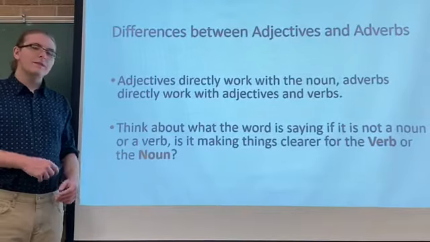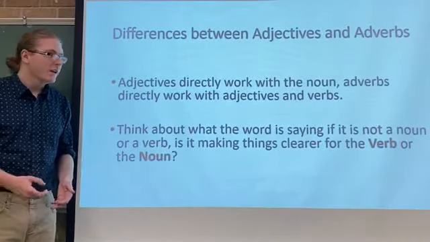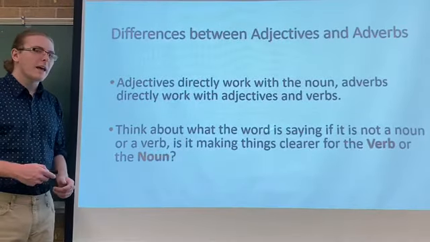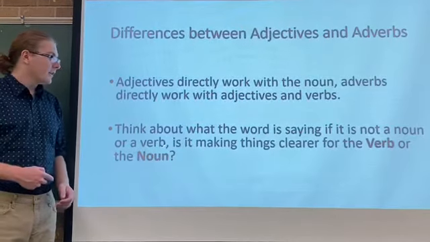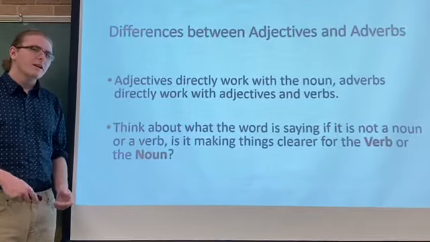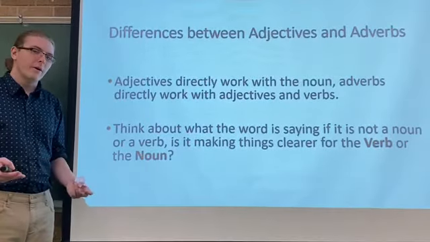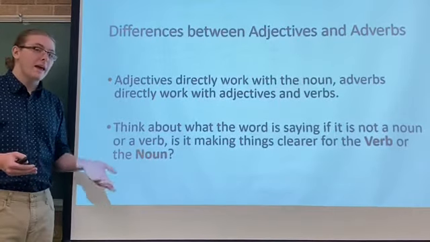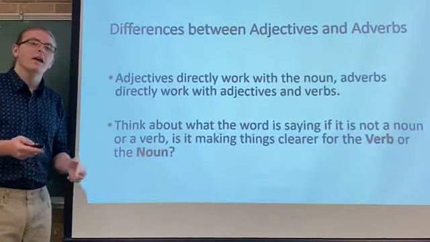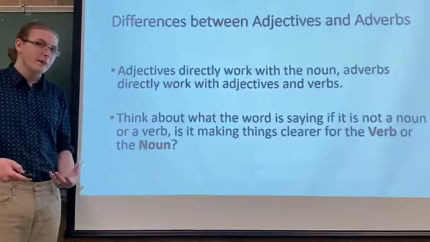So, what to think about as we're going to do a practice exercise next is the word that it's saying, if it's not a noun and it's not a verb, is it making things clearer for the verb or the noun? And once we determine if it's for the verb or the noun, we can see if it's an adverb or an adjective. A simple way of being able to pick these out of almost any sentence you say.